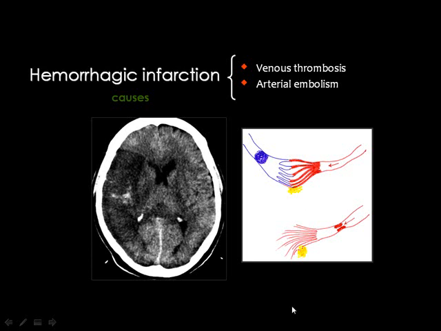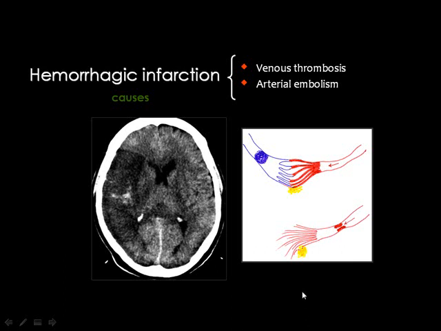The second cause is arterial embolism. Whenever the embolus occurs, then the dead brain tissue will appear in the CT scan. The body will try to recanalize this embolus, and a small hole is performed through this embolus, and a jet of blood will go through this hole and will rupture some of the capillaries, resulting in this hemorrhagic infarction.